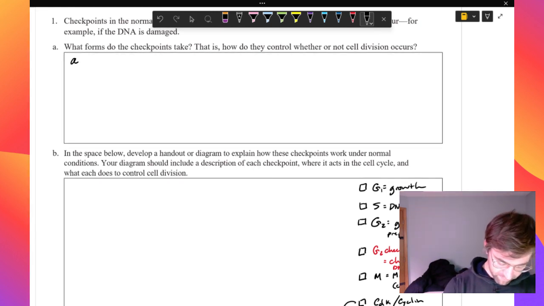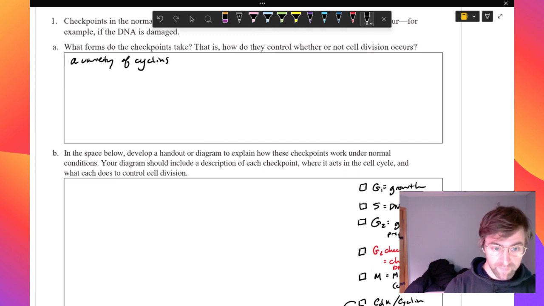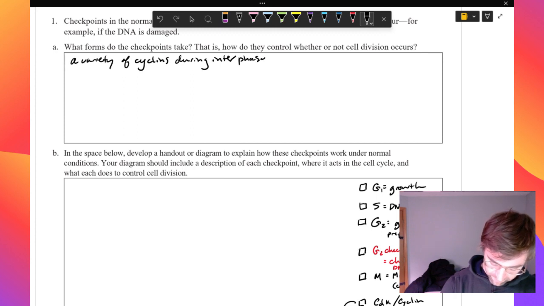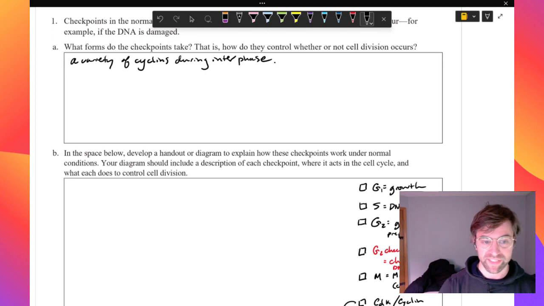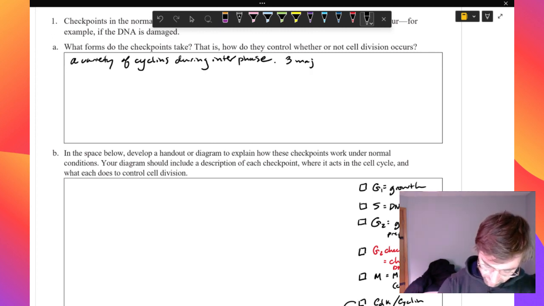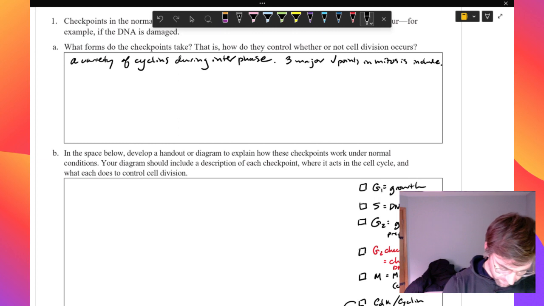We have a variety of cyclins that are produced during interphase, that is between phases. Three of the major checkpoints in mitosis, three major checkpoints in mitosis include G1, G2, and M phase checkpoints.